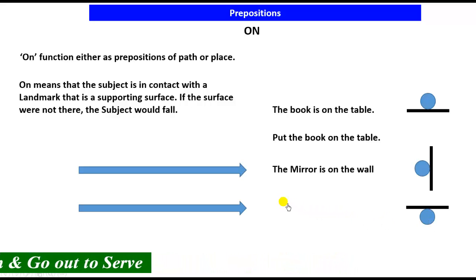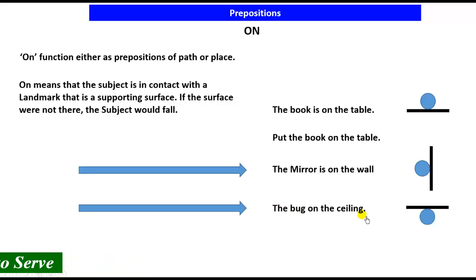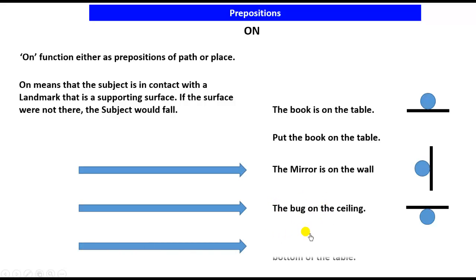See the example. The bug on the ceiling. This is the ceiling and this is the bug. The ceiling is the landmark and the bug is the subject. Both landmark and subject are in contact, and this ceiling is supporting the bug. If the ceiling is not there, the bug will fall down, and so in such cases also we use "on" as the preposition.